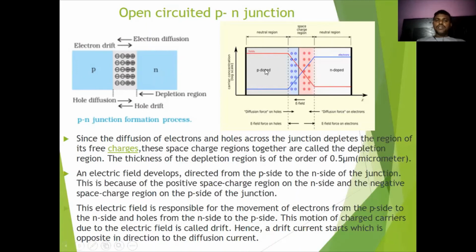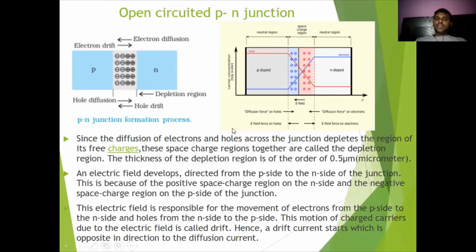So actually, the holes will move from this side to this side. Electrons also move as majority carriers, from n side to p side. The holes' direction is from p side to n side, so the current direction is from p side to n side due to holes. Similarly, the electron motion is from n side to p side, so the current direction we will consider is exactly the opposite direction.